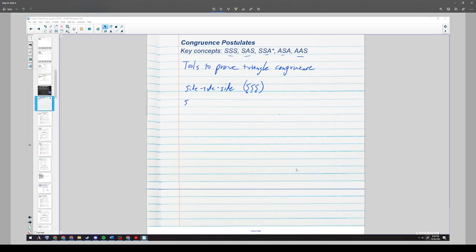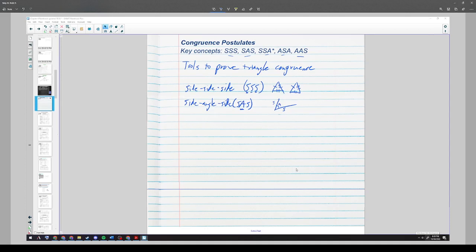Second one, side, angle, side. So again, you can feel free to either write it out or abbreviate as SAS. And remember here what's important is this angle is the included angle between the two sides. So you'll know a side, and the angle between them. Here you'll know all three sides. So you'll have two triangles, and you have to show all three are congruent. Here we have side, angle, side, to where that's the included angle.